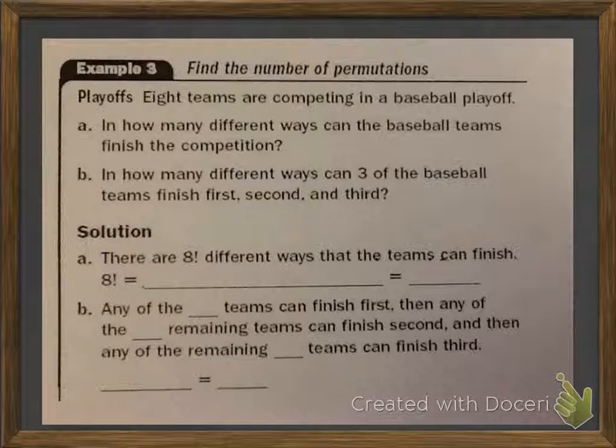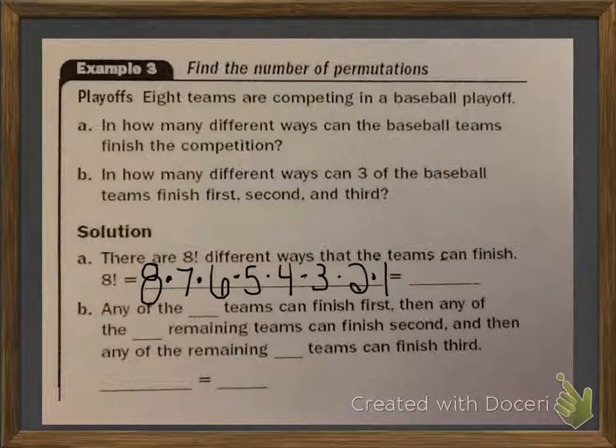Let's try our first example together. It says 8 teams are competing in a baseball playoff. In how many different ways can the baseball teams finish the competition? Our solution says there are 8 factorial different ways that a team can finish. So let's write out what 8 factorial is. We are going to have 8 times 7 times 6 times 5 times 4 times 3 times 2 times 1.